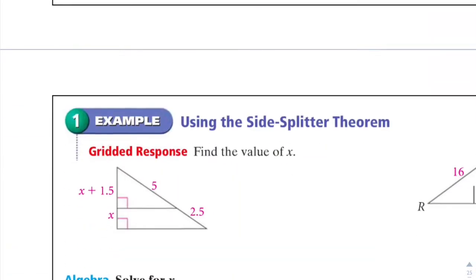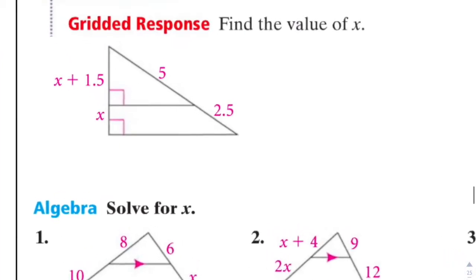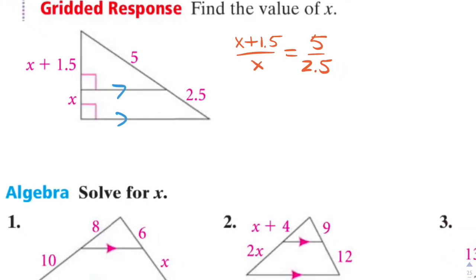Okay, so let's do a couple examples here. Notice you don't need to do part is to whole as part is to whole. We have sides that are split. These are parallel. So we're going to say x plus 1.5 is to x as 5 is to 2.5. This creates something that's a lot easier because we're not adding to the problem by adding side lengths. We're just using the proportional parts, using the side splitter theorem.